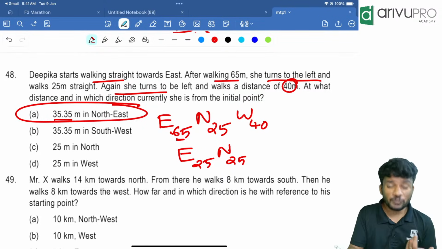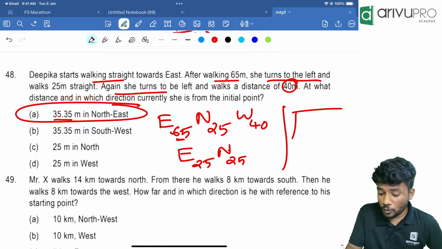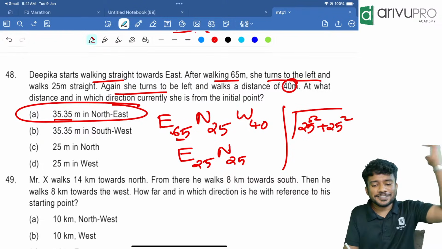If you want to find the distance, what will you do? Root of 25 square plus 25 square, Pythagoras you can use.